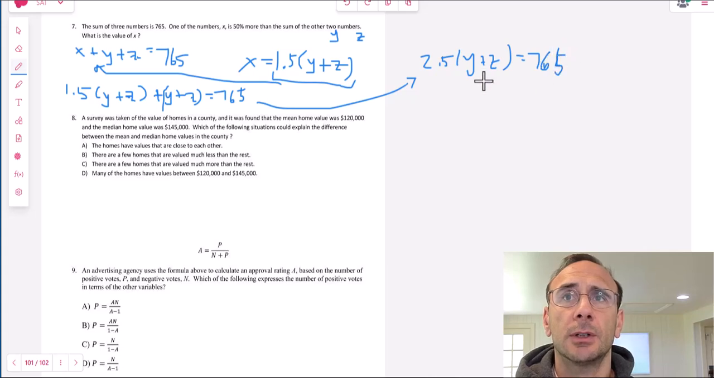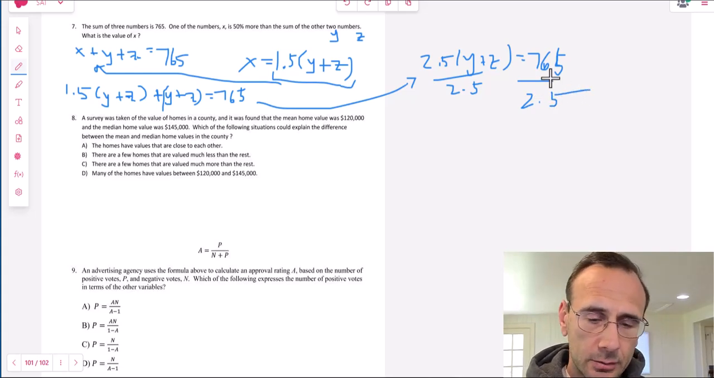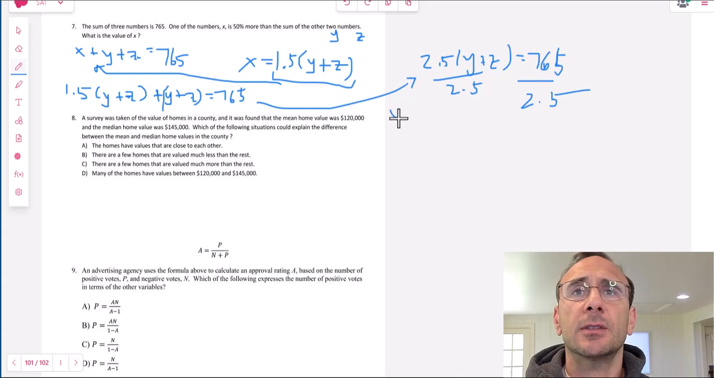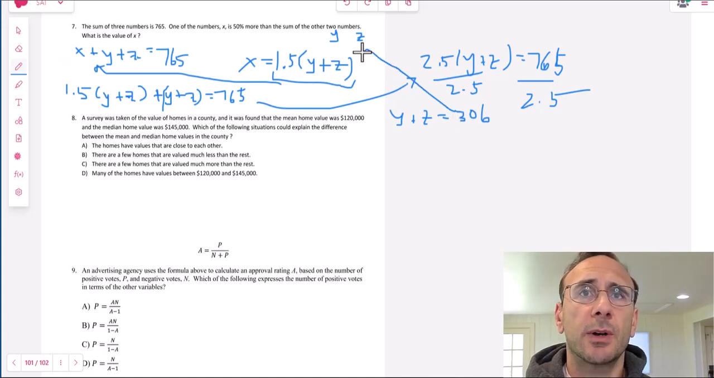Divide out the 2.5 there, and you get 306. So y plus z is 306. And then plug that back into either one of these equations. Probably fastest to go here. Times that by 1.5 to get x, and you get that x is 459.